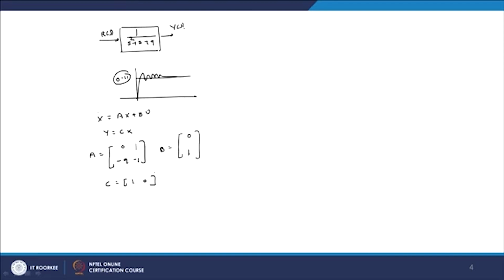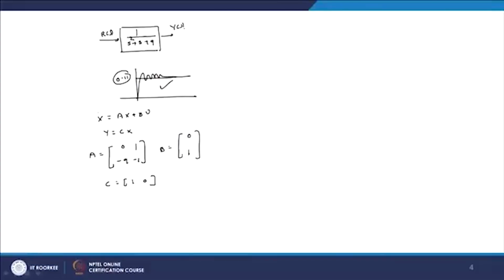Now, for this system 1 upon s square plus s plus 9, we have determined its response. See, this is the response, and then we have also developed the state space model of this plant. Here we will find that there is oscillatory behavior. Now, our purpose is to design the controller for this system. So controller means we have to design the Kc.